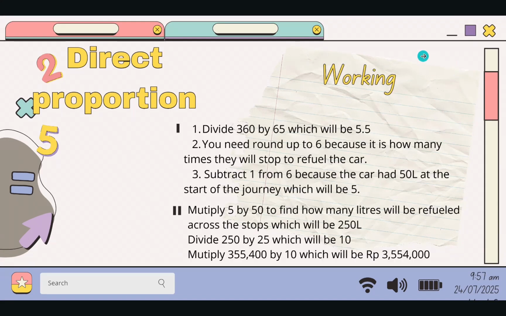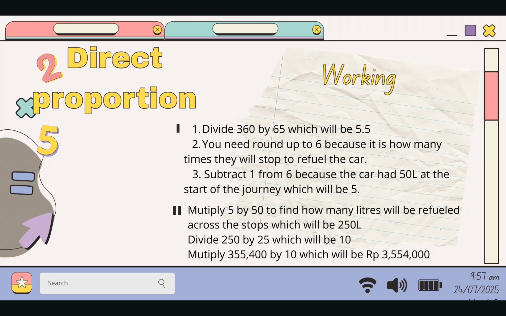So this is the working for the question. For part one, the working is to divide 360 by 65, which becomes 5.5. For step two, you need to round up to 6, because there's no way the car stops 5.5 times, which makes no sense. And for step three, we subtract 1 from 6 because the car had 50 liters at the start of the journey, which will be 5 stops.